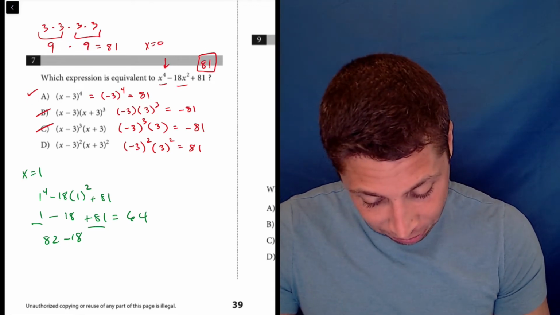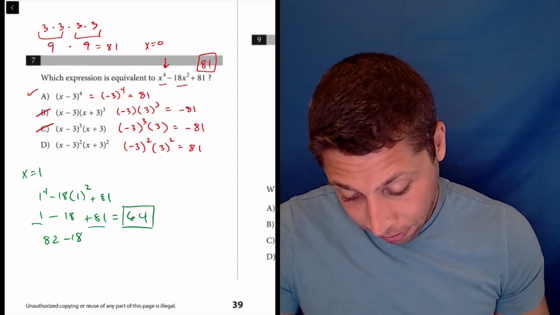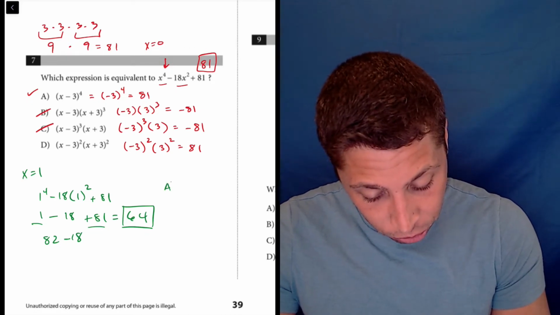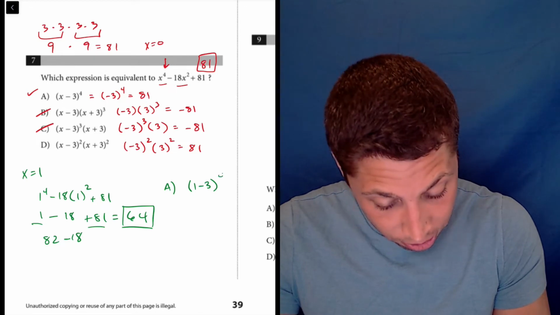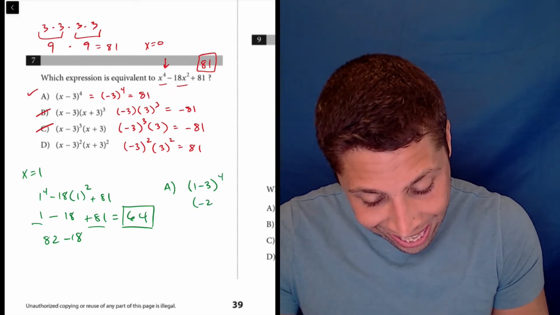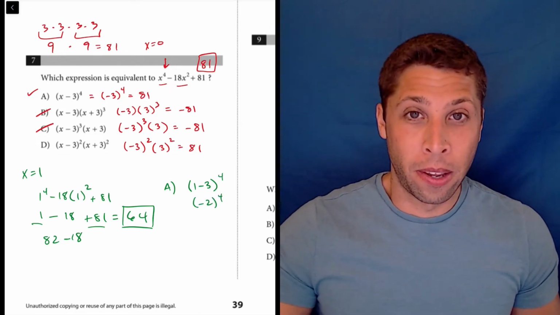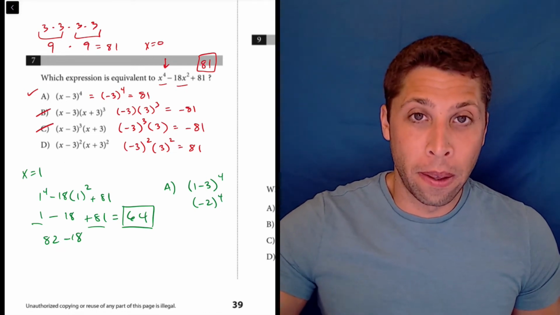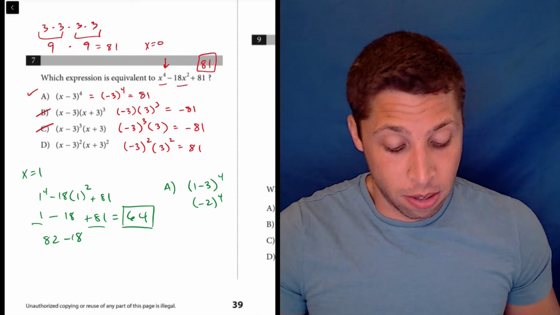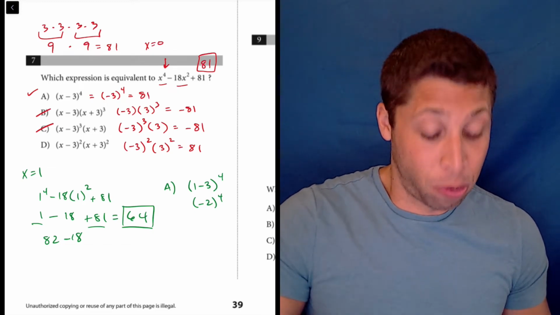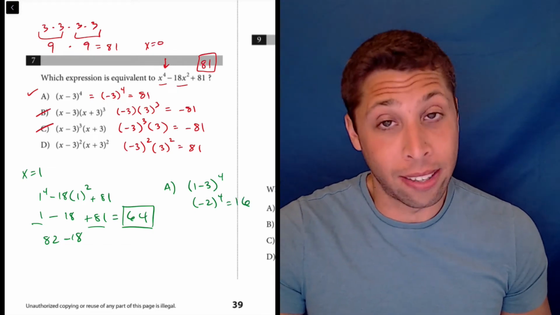So I don't know. Let's see if this works. That's my new answer. I know that B and C don't work, so I don't have to try them again. So A would be 1 minus 3 to the fourth. So that's negative 2 to the fourth. So negative 2 squared would be 4. Times 2 again would be 8. Times 2 again would be 16. So this is 16. That doesn't look good.